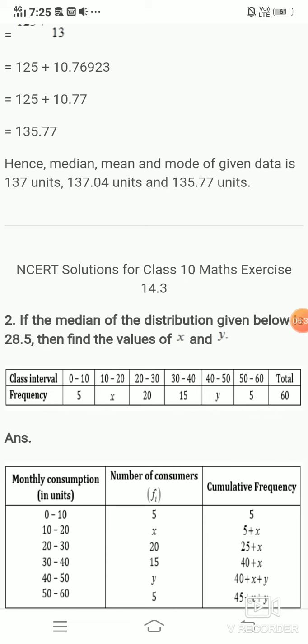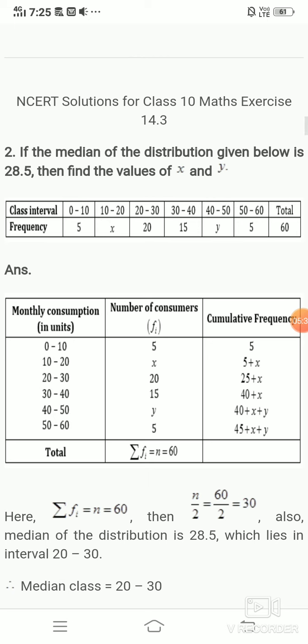If the median of the distribution given below is 28.5, then find the value of x and y. Here in the table, two values are not given, but variables are given. So just keep the variable with the cumulative frequency as it is. So x and y are given; you have 50 plus 40, which means you can add 50 plus 40 and write 90. But 50 plus x stays as 50 plus x.